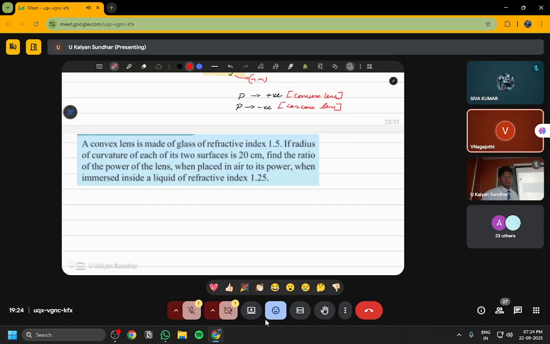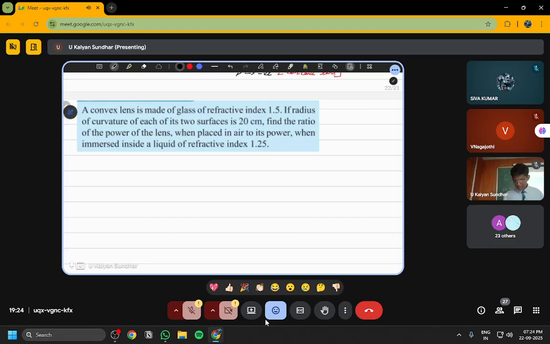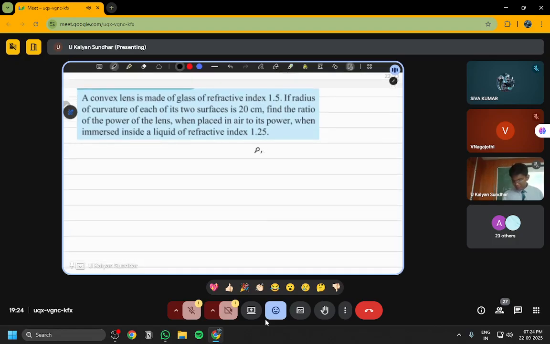Five by two, sir. 5 by 2 is the correct answer, sir. So power of 1 will be equal to mu2 by mu1, so it will be of your 1.5 minus 1 and 1 by r1 minus 1 by r2. இங்க நீ வந்து calculate பண்ண தேவையில்லை, ஏன்னா ரேஷியோ தான் கேட்கறான். எப்படியும் 1 by r1 and that will be getting cancelled.